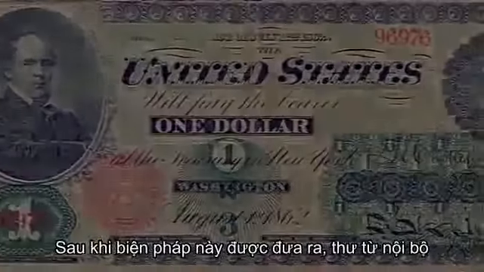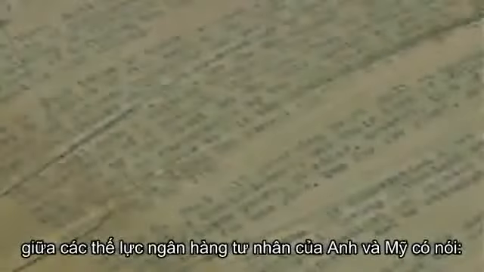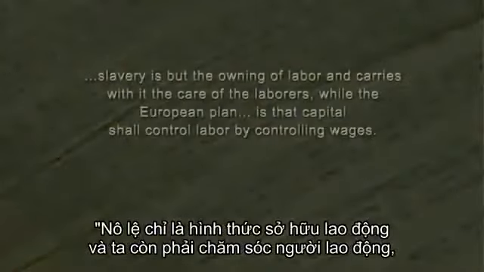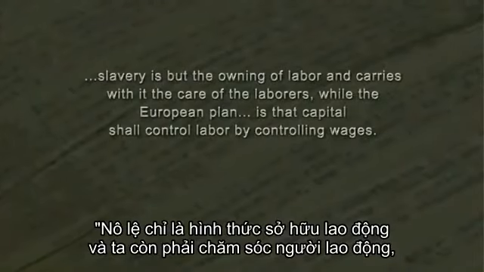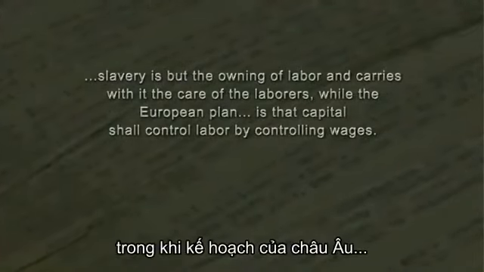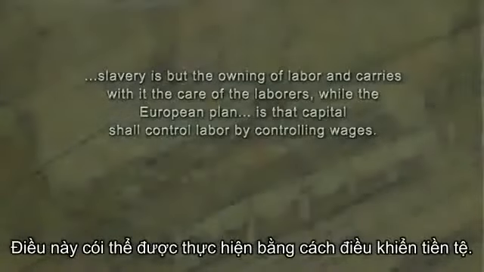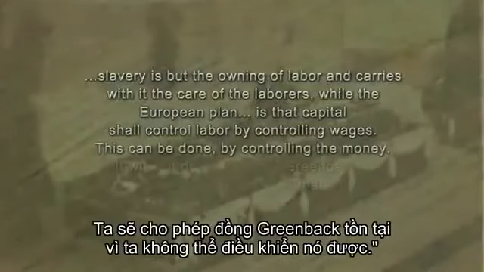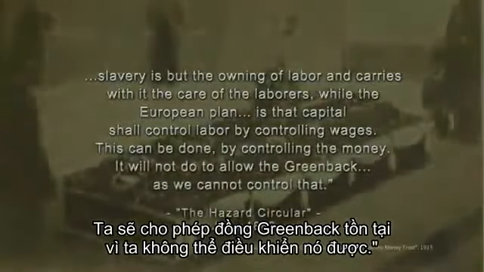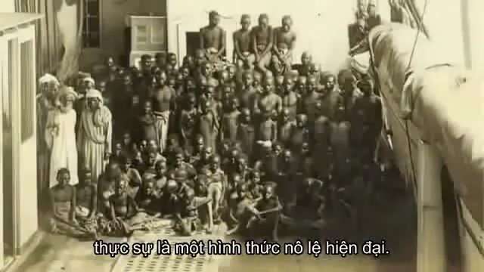Shortly after this measure was taken, an internal document circulated between private British and American banking interests stated, "Slavery is but the owning of labor, and carries with it the care of laborers, while the European plan is that capital shall control labor by controlling wages. This can be done by controlling the money. It will not do to allow the greenback, as we cannot control that." The fractional reserve policy perpetrated by the Federal Reserve, which has spread in practice to the great majority of banks in the world, is, in fact, a system of modern slavery.